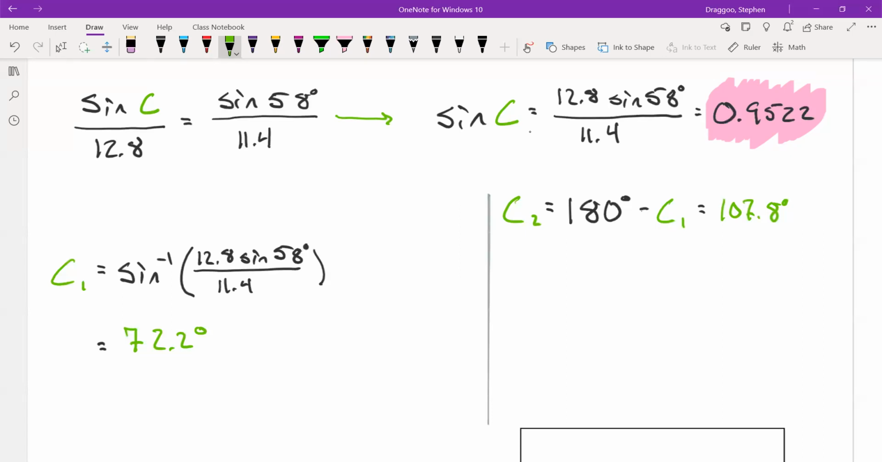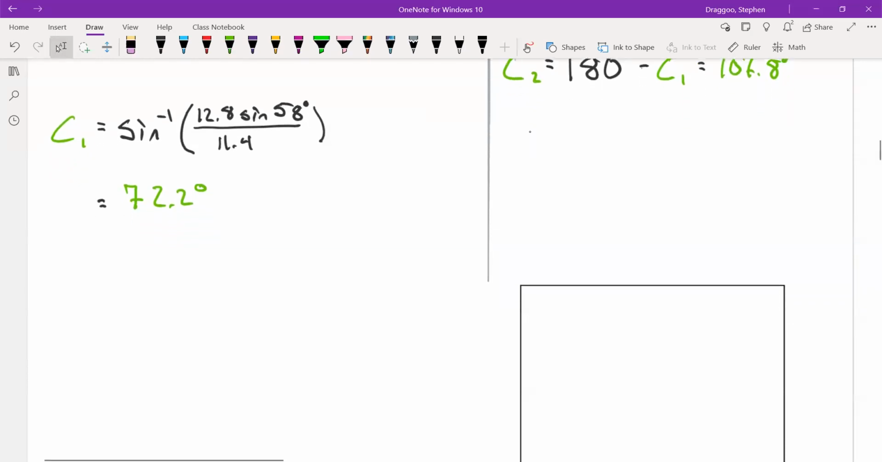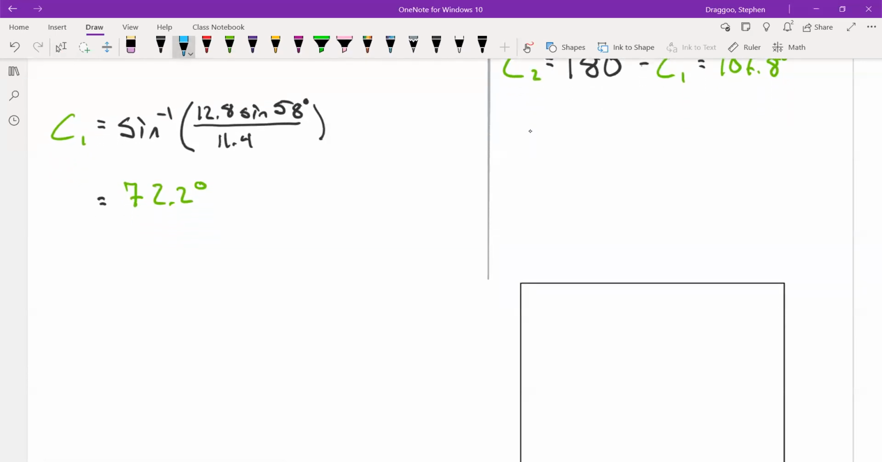But now let's work only on one side. So after I've got C1, I'll solve for angle B1. Since as long as I know 2 of my angles, I also know the third. This is 180 minus 58 minus 72.2, all in degrees. And I got 49.8 degrees.